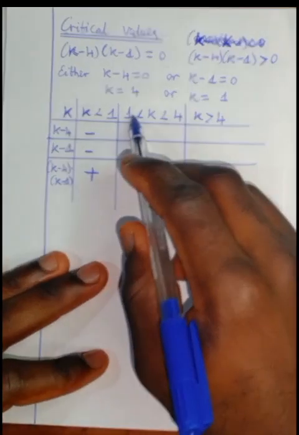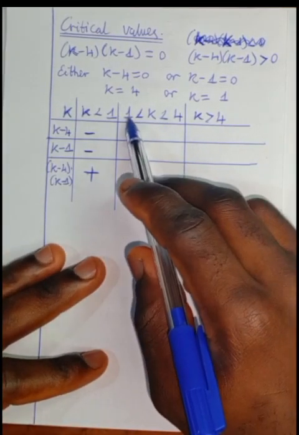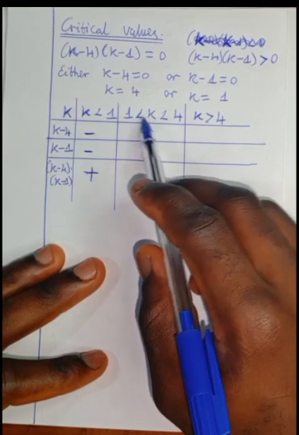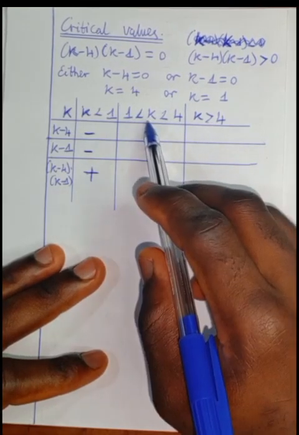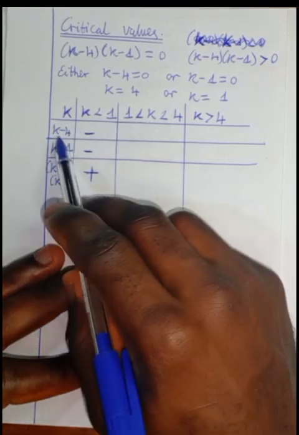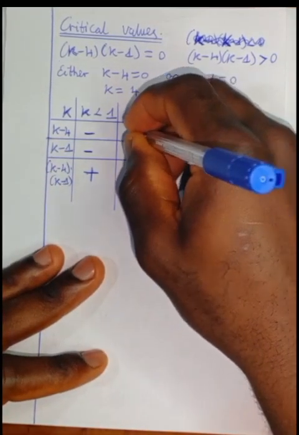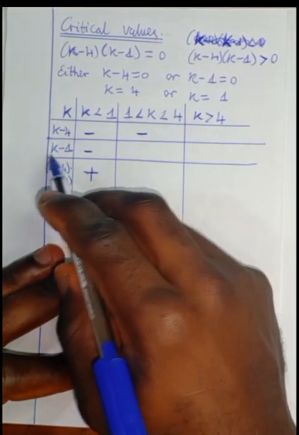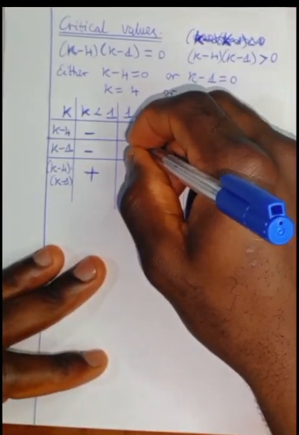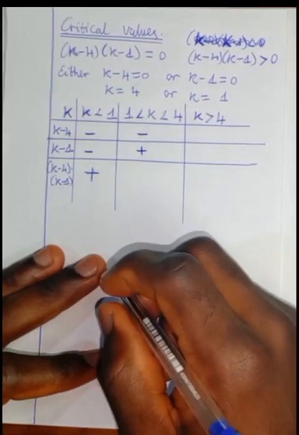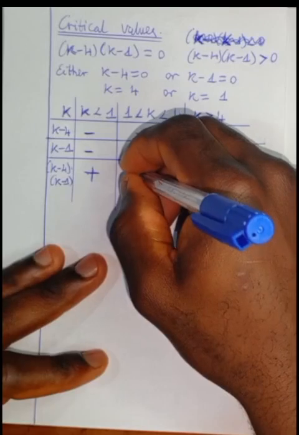We move now to the next column. Here we are going to test values for k that lie between 1 and 4. If we take, for example, 3, 3 minus 4 gives us negative 1. The sign will be negative. Put negative here. If we take 3 minus 1, the sign will be positive. Put positive here. Negative times positive, the resulting sign will be negative.